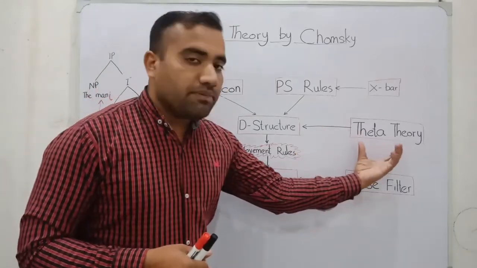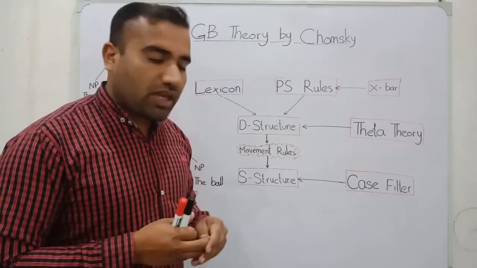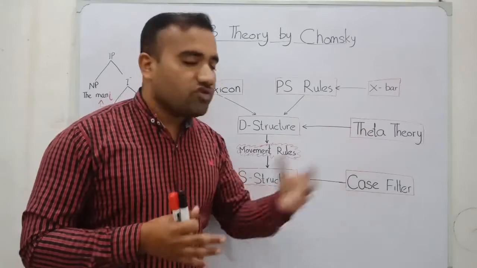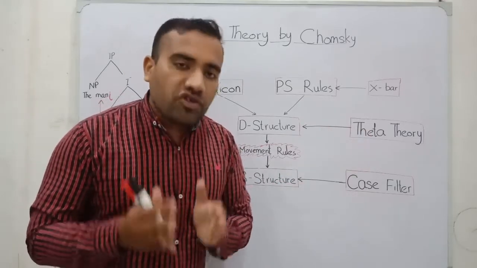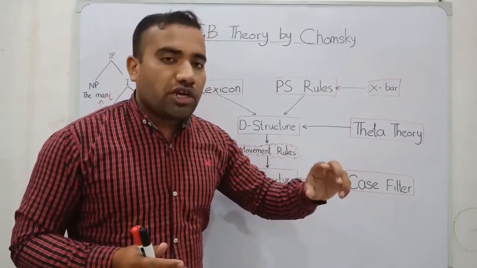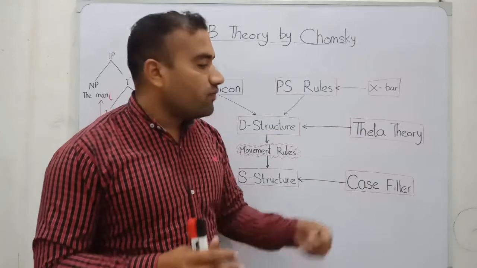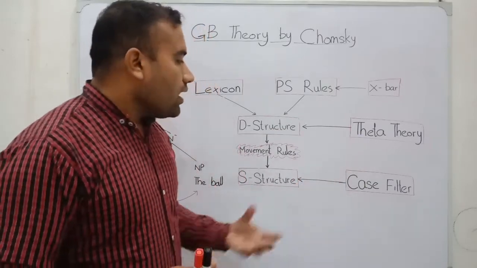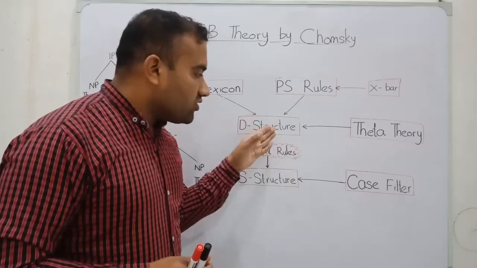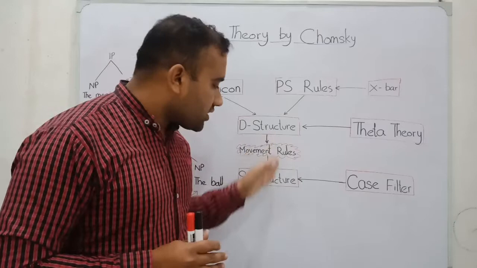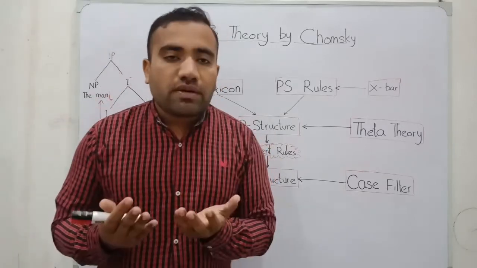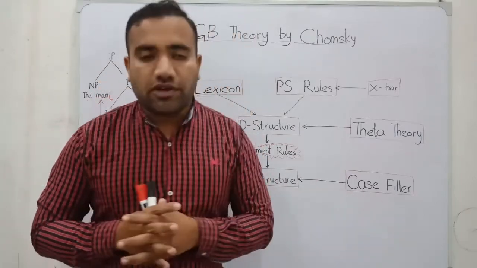And theta theory helps us to generate the D structure. At the D structure, we must assign the theta role, and theta theory states that every NP must be assigned at least one theta role, and all NPs are assigned a theta role. This is the core of the theta theory. And the next module: we have to construct the D structure into the S structure. For this, we have one module, that is the case filter.